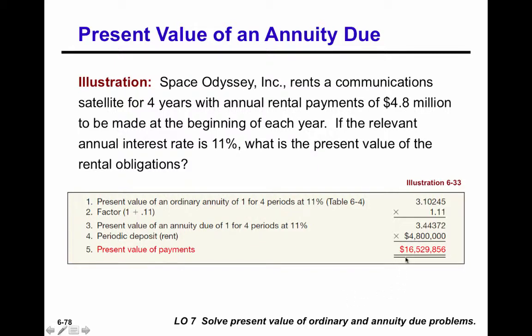This is the value that's assigned to the asset that's acquired in a lease scenario. And then the difference between that $16.5 million and the total amount of the payments essentially represents interest that's incurred in the leasing arrangement, interest on the borrowing that takes place to acquire a $16.5 million asset.